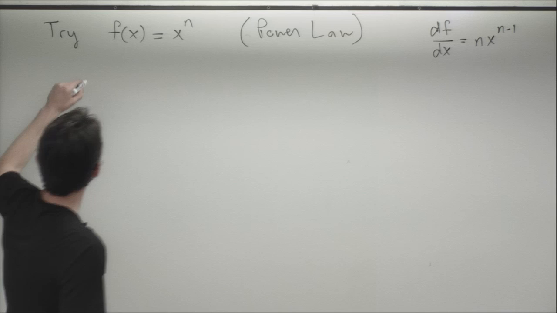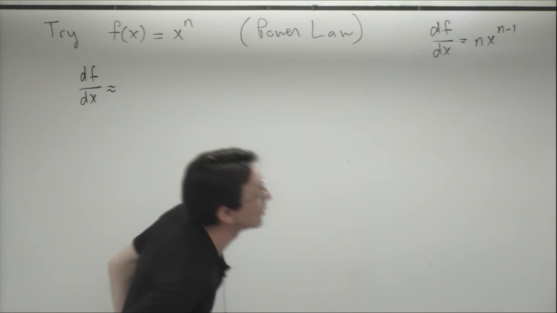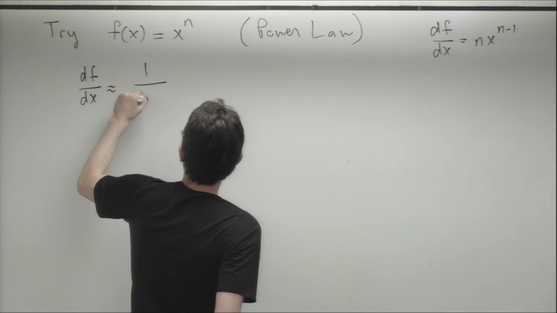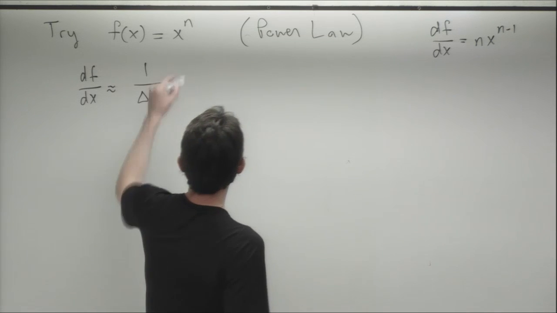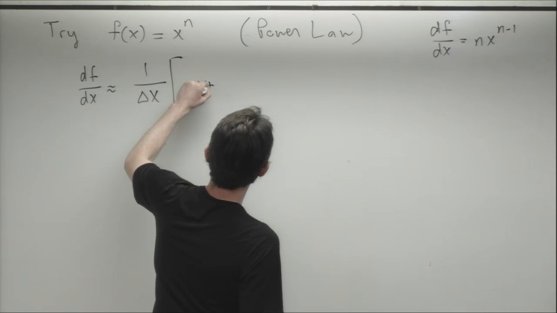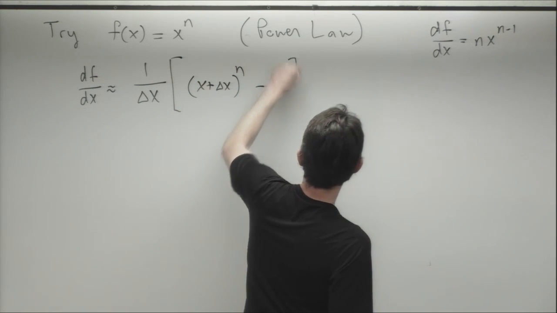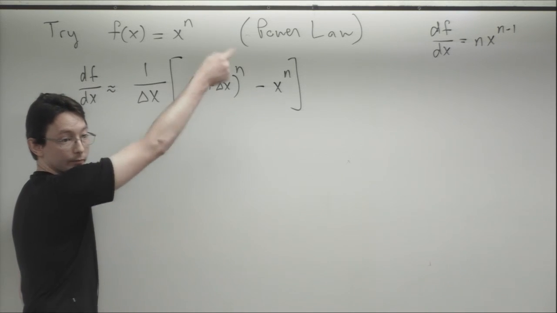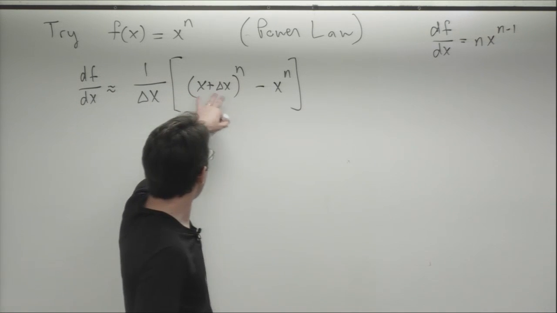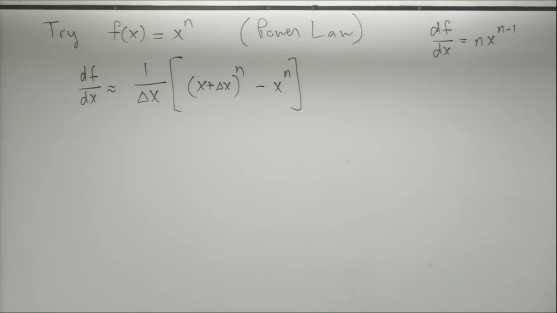Okay, so I'm going to say df dx is approximately equal to 1 over delta x times f at x plus delta x. So that's x plus delta x to the n minus f of x, which is just x to the n. Okay? This is f of x plus delta x. Okay, so how many of you remember how to take x plus delta x to the nth power? There's a few ways to do it, lots of ways. Anybody?